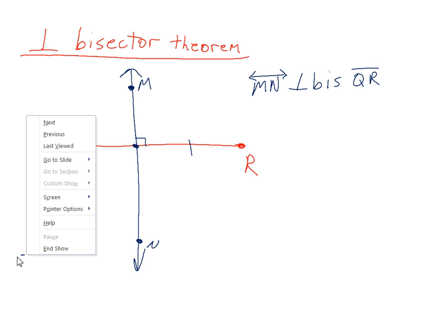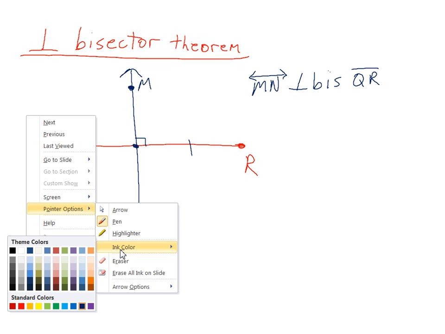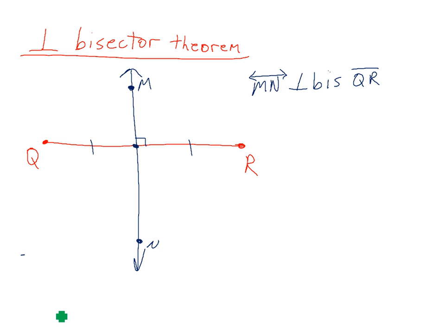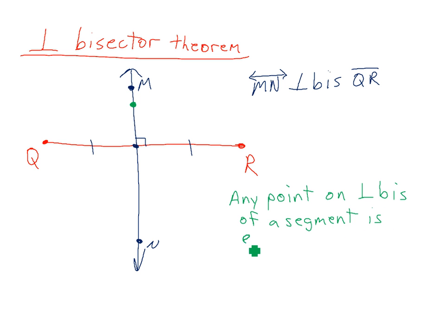Well, then what this theorem tells us is any point that falls on this perpendicular bisector, so the theorem actually says this: any point on the perpendicular bisector of a segment is equidistant from the endpoints of the segment.